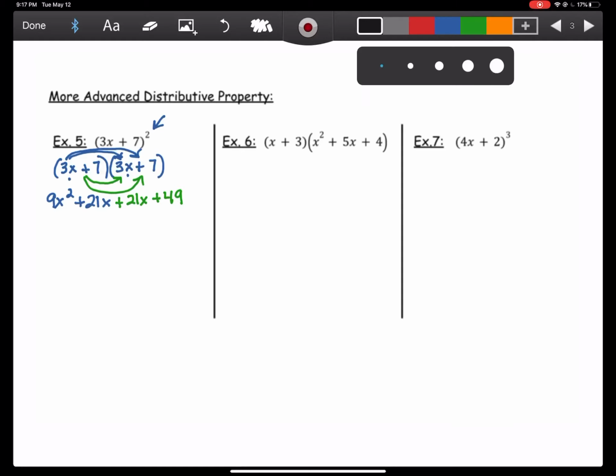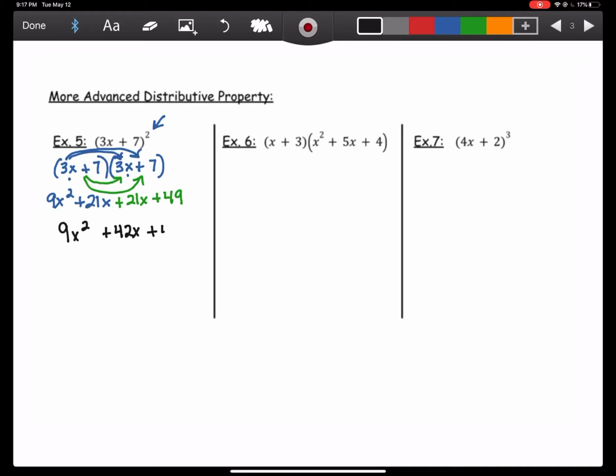So we end up with 9x squared plus 42x plus 49. No more like terms? Good to go. Example 6. This is the perfect example why using FOIL is not going to help you here. So just remember to keep distributing.